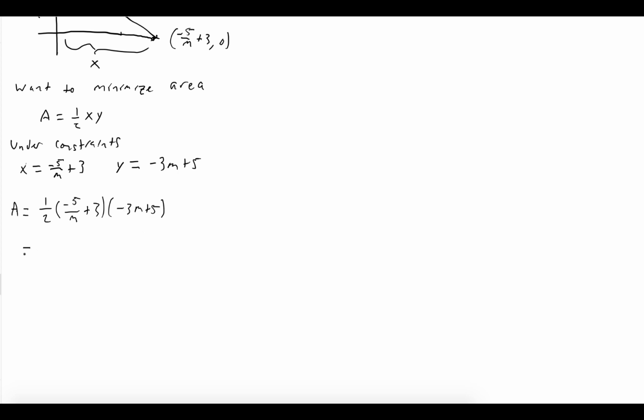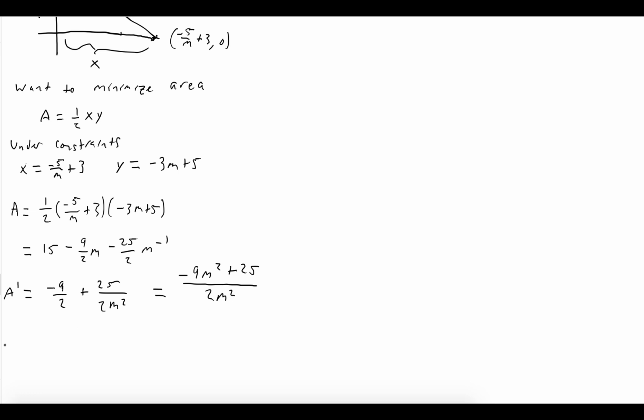And we can now distribute this out to get A is equal to 15 minus 9/2 m minus 25/2 m to the negative 1. And so we'll take the derivative now. So A prime is equal to negative 9/2 plus 25 over 2m squared. And we can combine this with a common denominator to get negative 9m squared plus 25 all over 2m squared. So we want to find when this derivative does not exist. And that's when the denominator is 0, and you'll find that that's m equals 0. But that's not in the domain of our function, so we can throw that out.